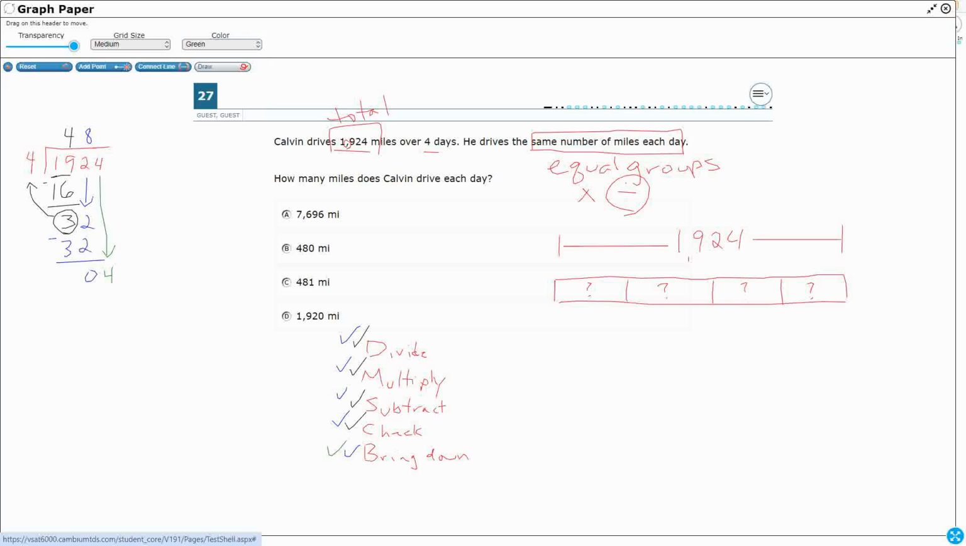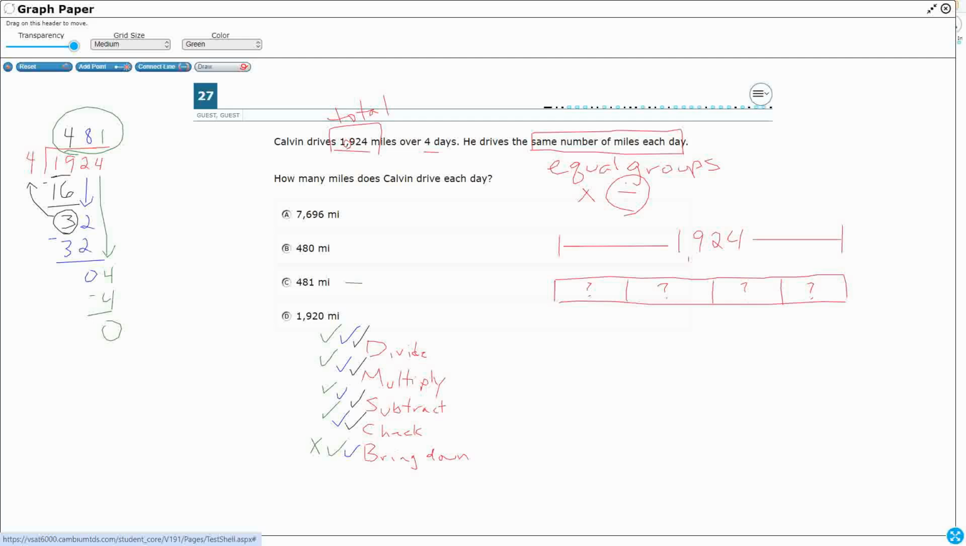And do it one more time. 4 divides into 4 one time. 1 times 4 is 4. We subtract, 0. 0 is smaller than 4. There's nothing left to bring down, which means that would be our remainder if there was anything, but there's not. It's just 481, which I see right there.